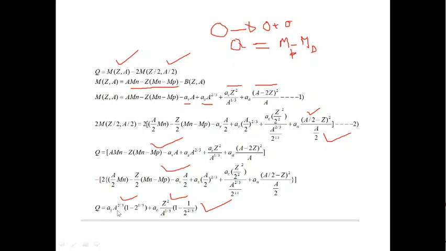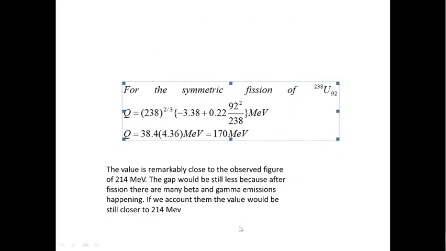So here we put A is equal to 238, try to solve it, and I get the value 170 MeV, which is remarkable. Yes, remarkable, because we are looking at the figure 214 and we have reached up to 170. Now, dear students, the liquid drop model is much more accurate than this. The reason is we have only considered the fission.